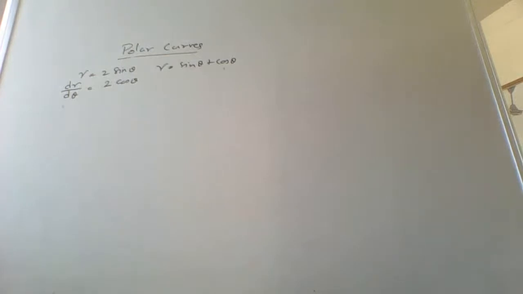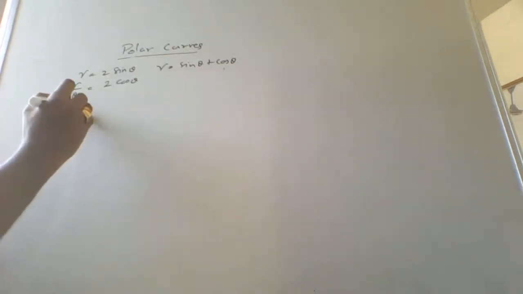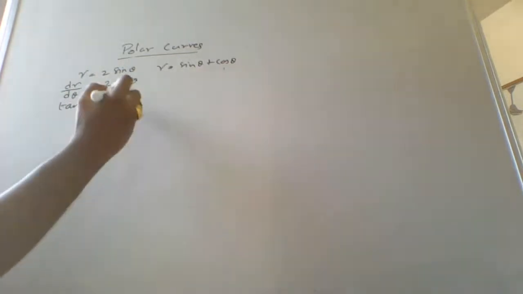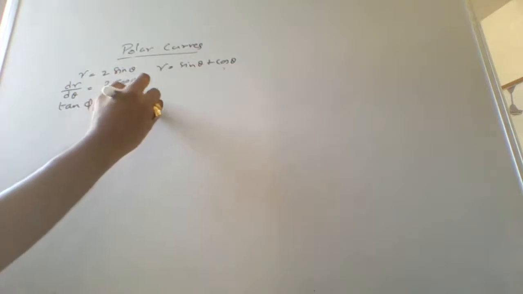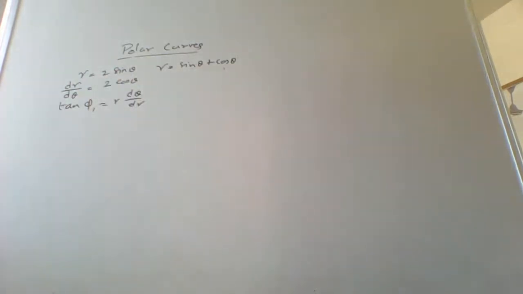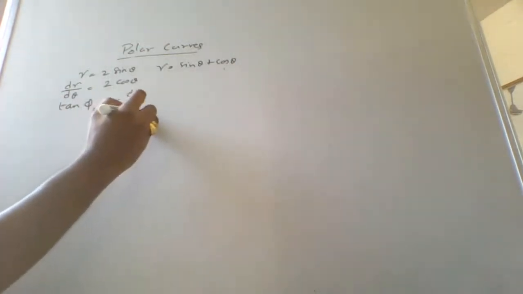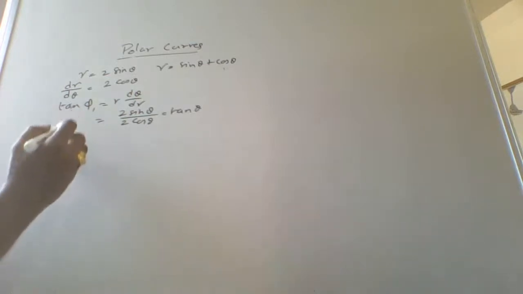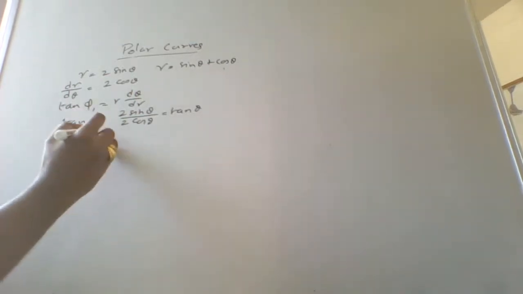Again, if I consider tan phi 1 corresponding to that, this is r d theta by dr. We have previously used this formula. So with r being 2 sine theta and dr by d theta being 2 cos theta, I get tan theta. So tan phi 1 is tan theta, and phi 1 would be theta here. So this is for this curve.